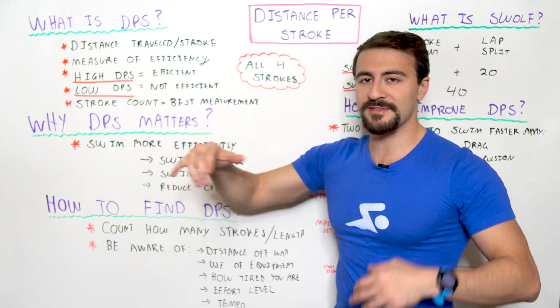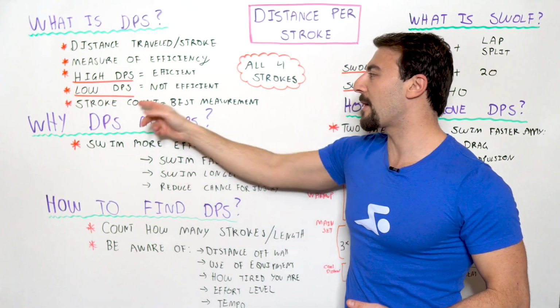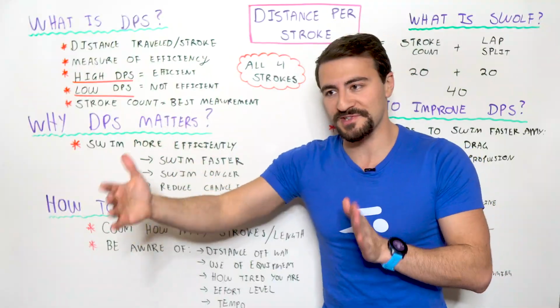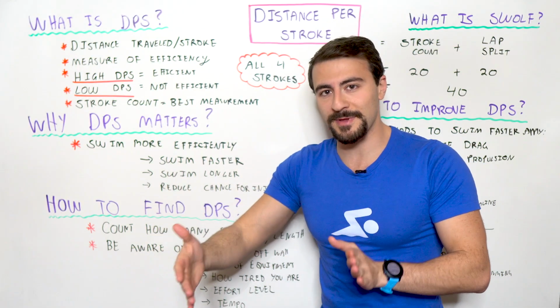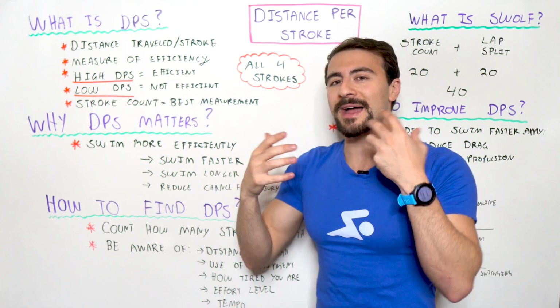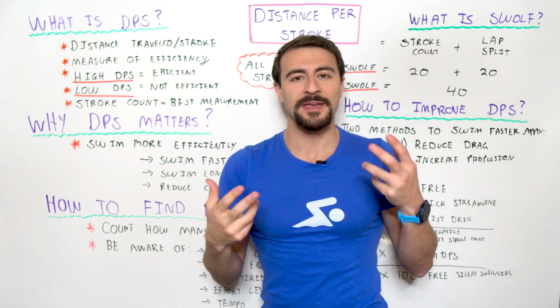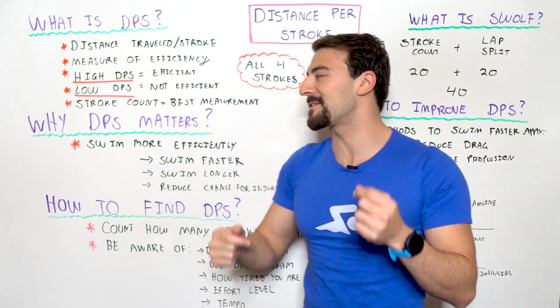And really the best way to measure this is by counting how many strokes you take. This is the best measurement tool. Of course, you can measure your actual distance per stroke, and maybe it's 2 meters, 3 meters, 4 meters. But it's a lot easier to think about this from the perspective of stroke count, especially because you can actually measure that while you're swimming.